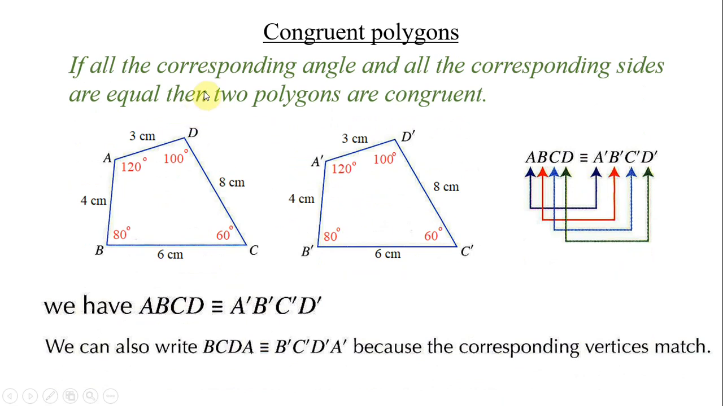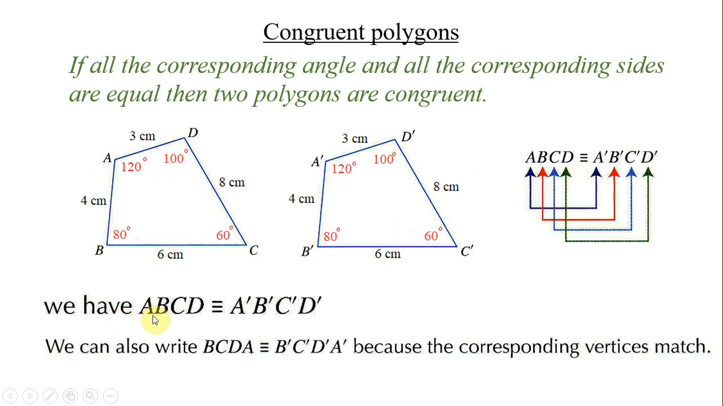Congruent figures. Two figures will be congruent if size and shape both are same. If size and shape of two figures are equal, then two figures will be congruent to each other. And in congruent polygons, all the corresponding angles and all the corresponding sides are equal. These two shapes are congruent because all the corresponding angles and all the corresponding sides are equal.